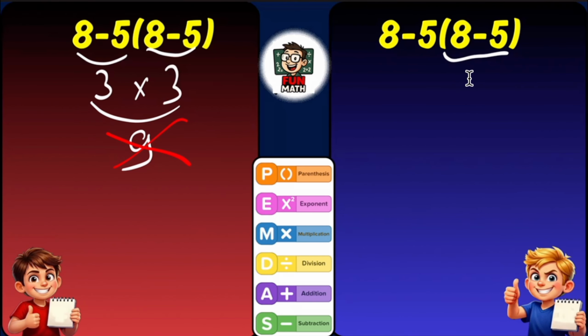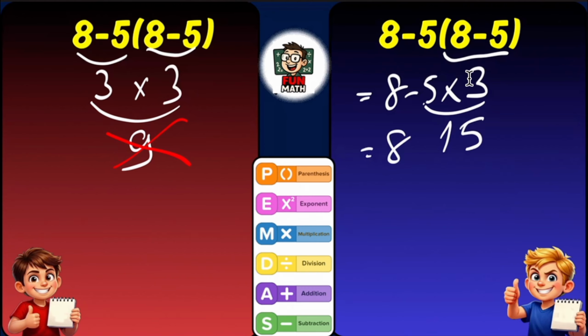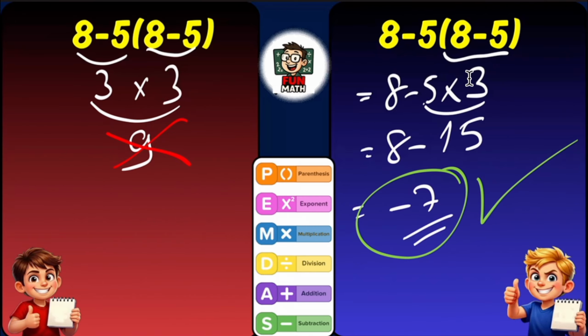First, parentheses, 8 minus 5 equals 3. Now, subtraction and multiplication. First, multiplication. 5 times 3 equals 15. Finally, subtraction. 8 minus 15 equals negative 7. The correct answer will be negative 7.